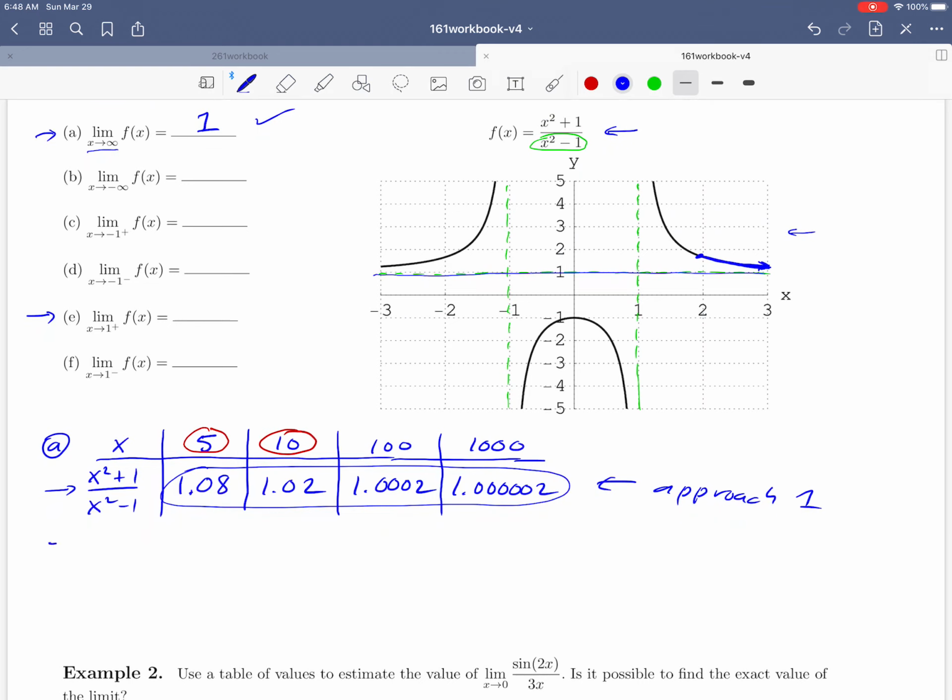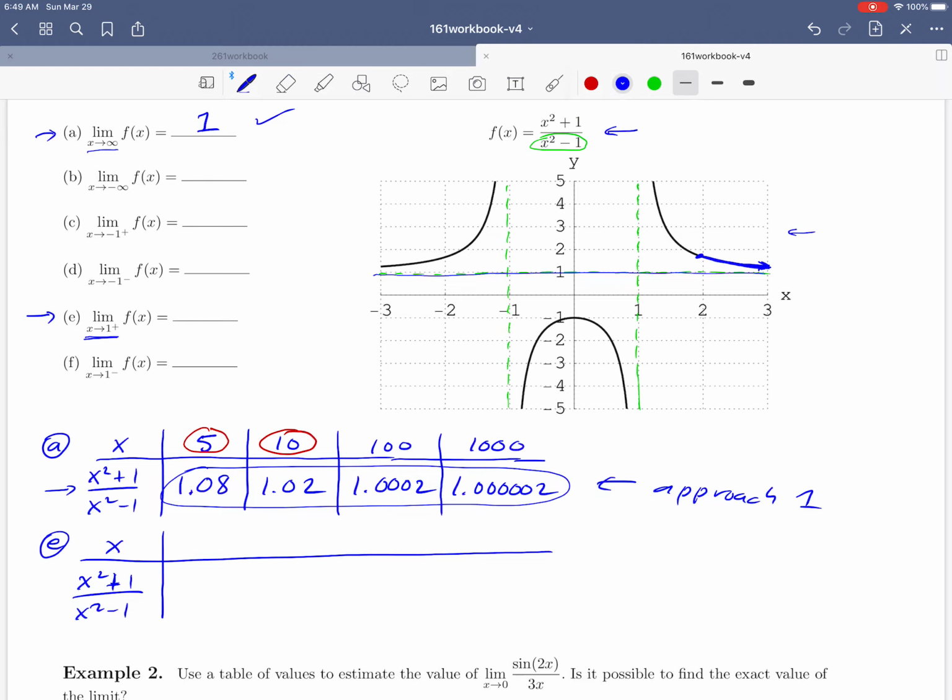So let's move on to a different one. I'd like to jump down and see if we can do part E now. Okay, we'll scroll down a bit. And we'll do what we did before. We'll first try to make a table. Okay, function hasn't changed.